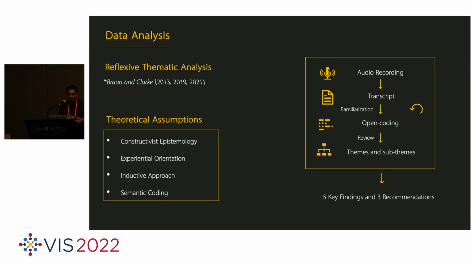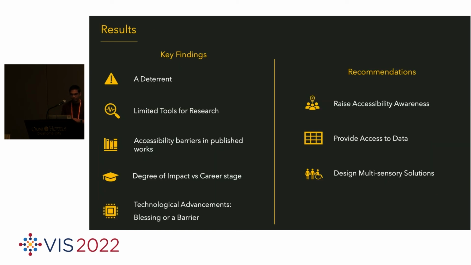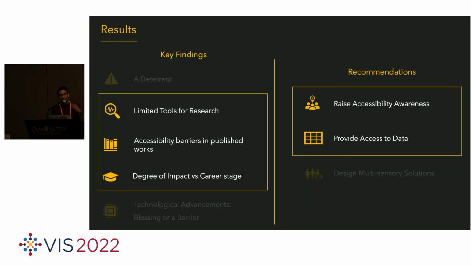As for data analysis, we employed Braun and Clarke's reflexive thematic analysis, and we followed the 6-stage sequential iterative method for reflexive thematic analysis. Now, please refer to the article for the details on the analytical process and the reasoning behind these theoretical assumptions. So this whole process resulted in 5 key findings and 3 recommendations. Now, in the interest of time, I'll be going into 3 of those key findings and 2 recommendations.